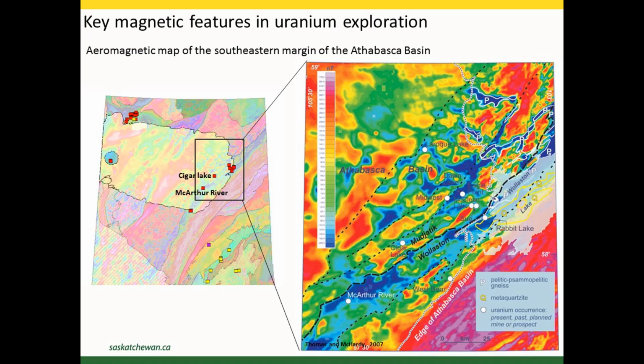A couple of examples of uranium deposits in the basin and the magnetic signature associated with those deposits. Magnetic map of the southeastern margin of the basin. Rabbit Lake is located here. We have McArthur River here. Cigar Lake is located here. All these uranium occurrences are in the low mag zone. The low mag zone can be an alteration zone or pelitic with the sedimentary rocks. Both of those features are associated with a low mag zone.